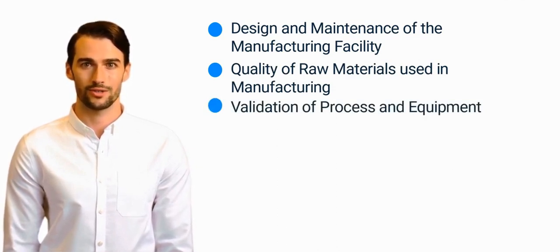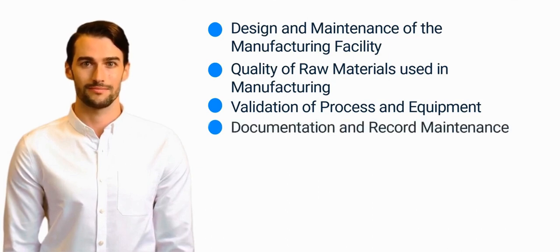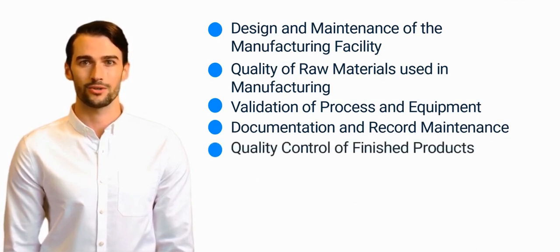Third one is validation of process and equipment. All manufacturing processes and equipment must be validated to ensure consistent results in all batches. Number 4 is documentation and record maintenance. Accurate results of all manufacturing and testing activities should be maintained, including raw material and equipment processing. Fifth is quality control of finished products. Finished products must meet the required quality and standards. Finished products must be tested by a quality control laboratory before releasing for distribution.